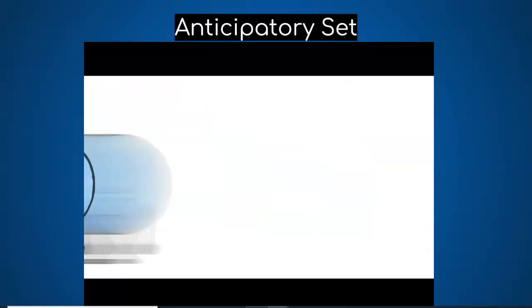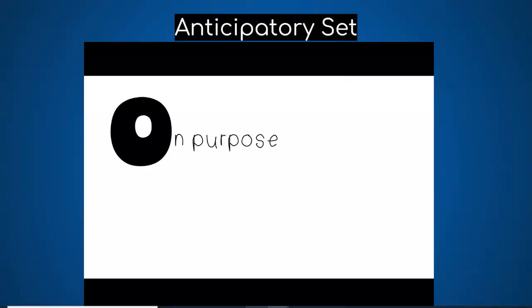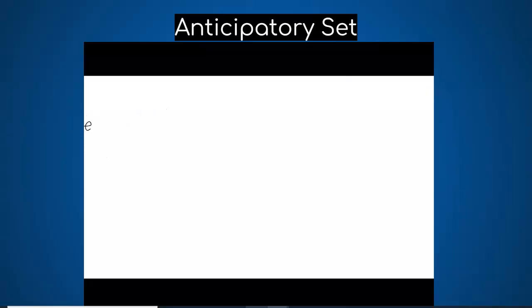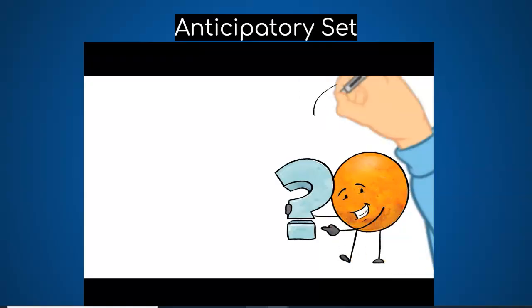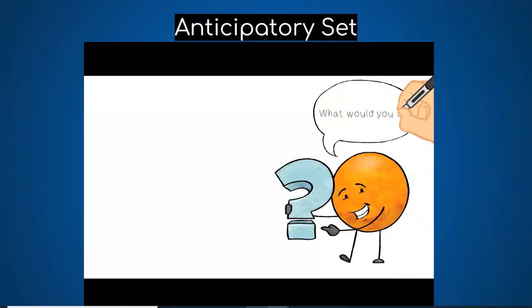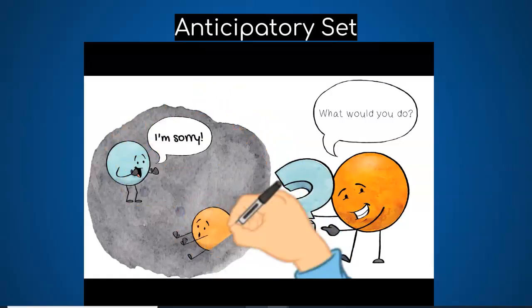The O stands for on purpose. We have all made mistakes. Nobody is perfect. What matters is what we do once the mistake has been made. When someone tells you that you have hurt their feelings, what do you do? Do you own it and apologize, or do you ignore it and do it again?